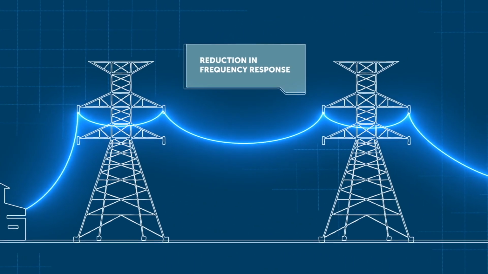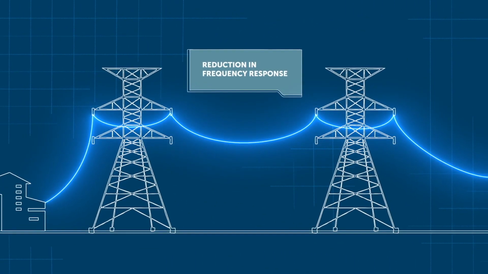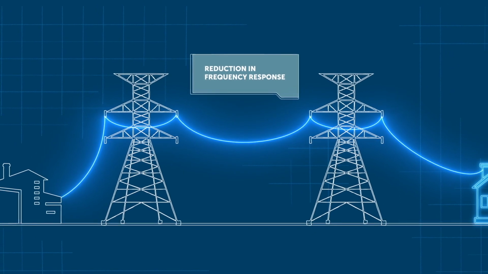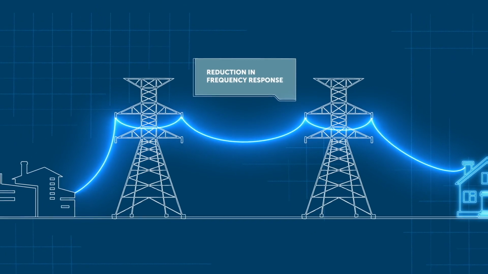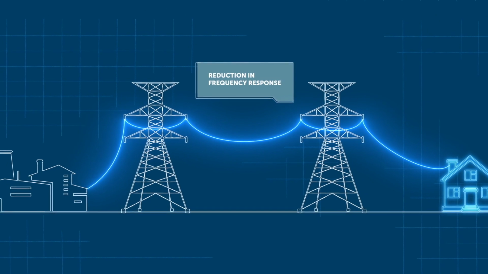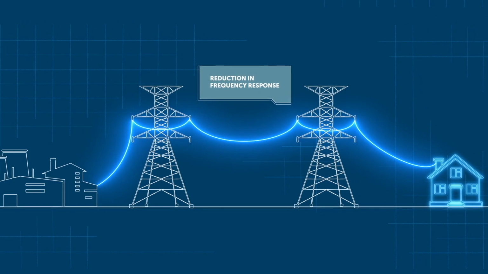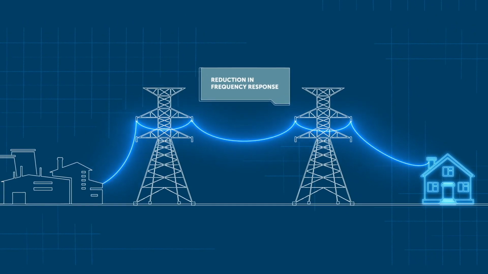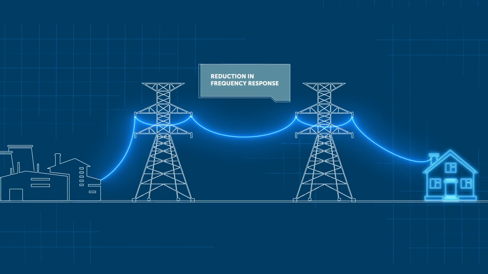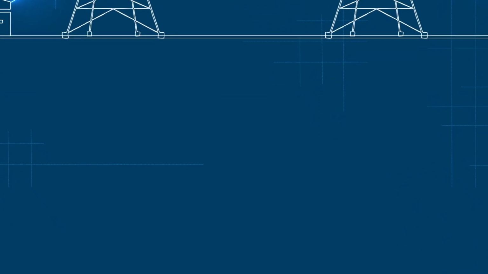Reduction in frequency response. System frequency varies continuously and depends on a careful balance between demand, customers drawing electricity from the network, and generation, customers pushing electricity onto the network. Interconnection allows the frequency of the system to be controlled without each separate system having to maintain its own frequency.